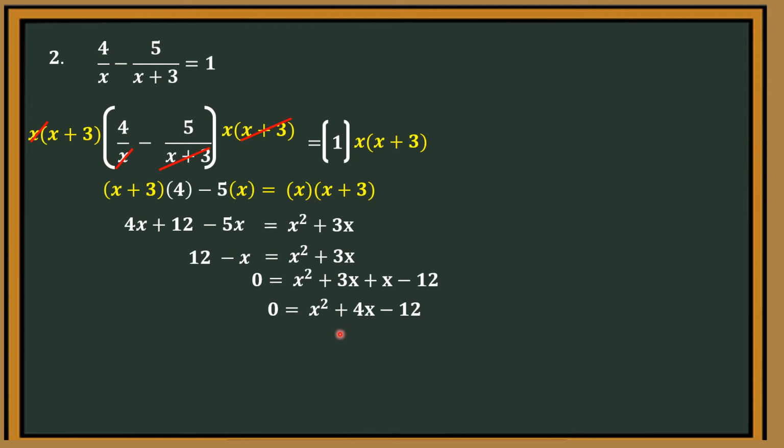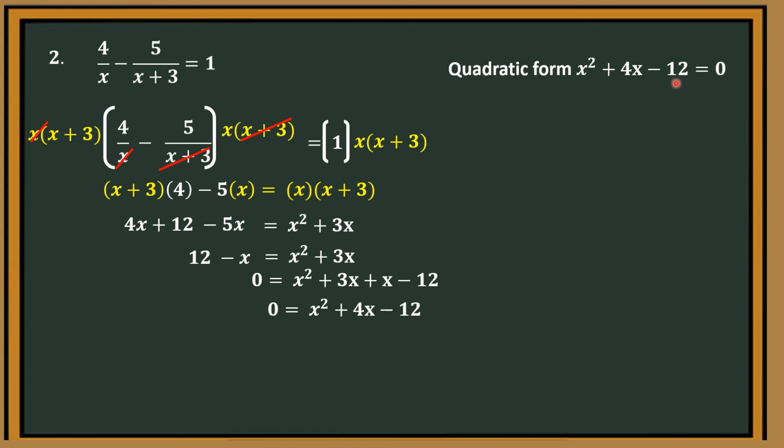So, eto na yung quadratic form natin. Or, pwede mo siyang isulat ng x squared plus 4x minus 12 is equal to 0. Mapansin mo yung 0 dito nasa left side, pero dito nasa right side. Pareho lang sila. Pwede mo siyang isulat, it's either sa left or sa right. So, pwede na tayong mag-factor.